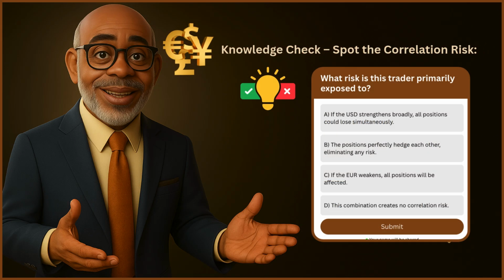Knowledge check. A trader has 3 open positions: long the euro over the US dollar, long the British pound over the US dollar, and short the US dollar over the Swiss franc. What risk is the trader primarily exposed to?